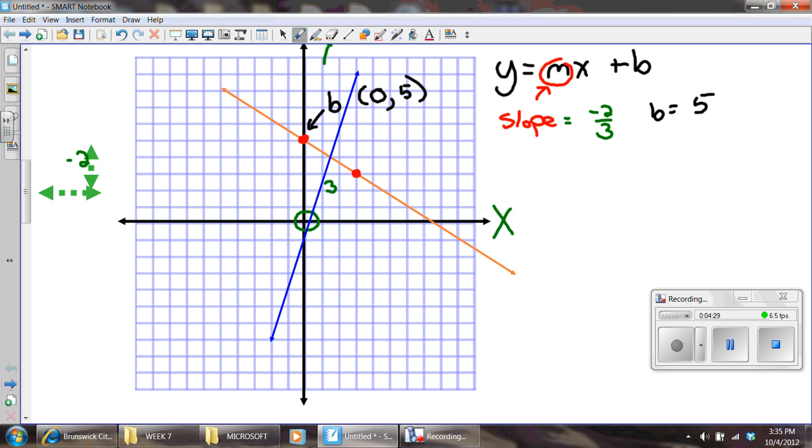Now watch how hard this is. The equation for the red line will be y equals -2/3 x plus 5. There you go. I looked at the graph, and I was able to write its equation because I was able to figure out the slope and the y-intercept.